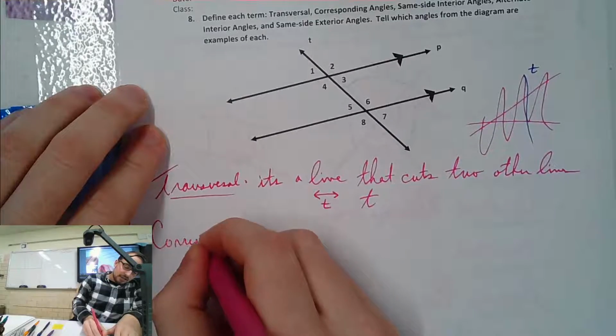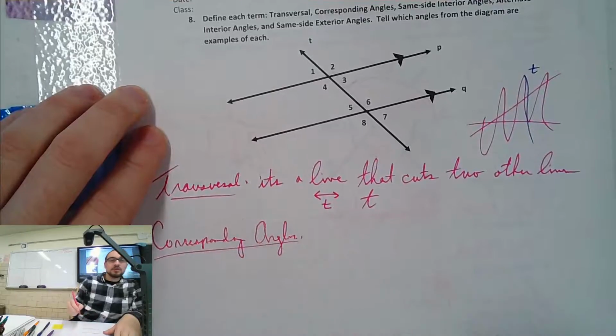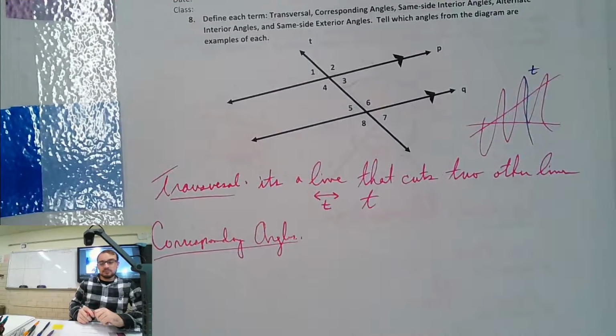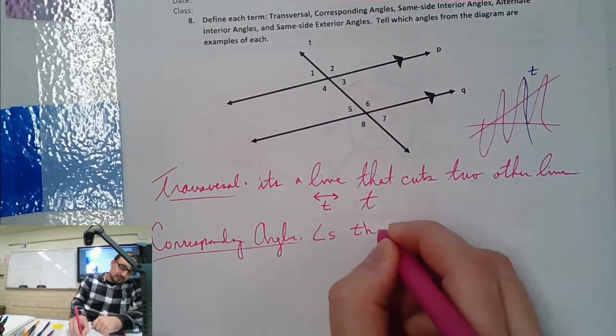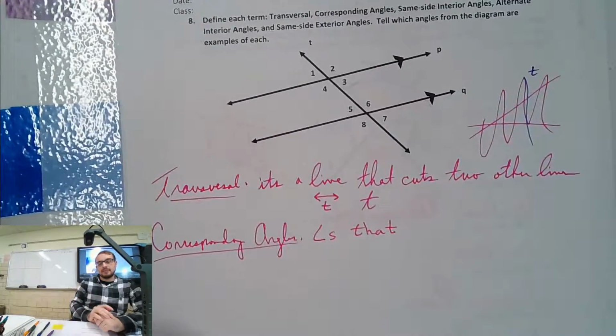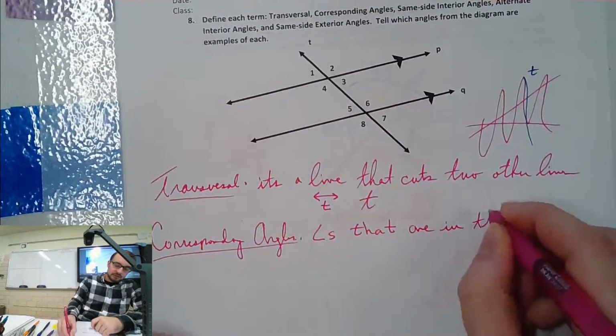Corresponding angles are congruent when the lines are parallel. What are corresponding angles? Well, they're angles that are in the same relative spot, same relative position.